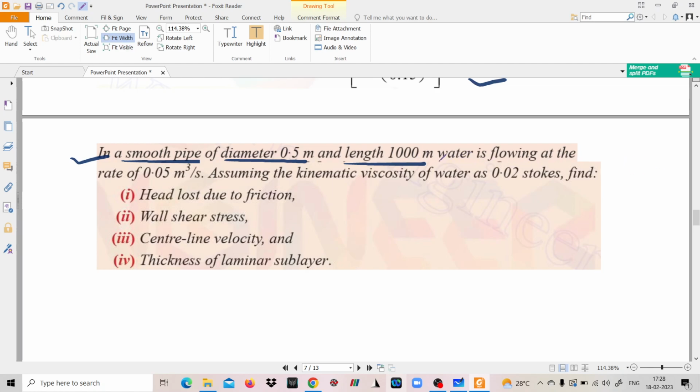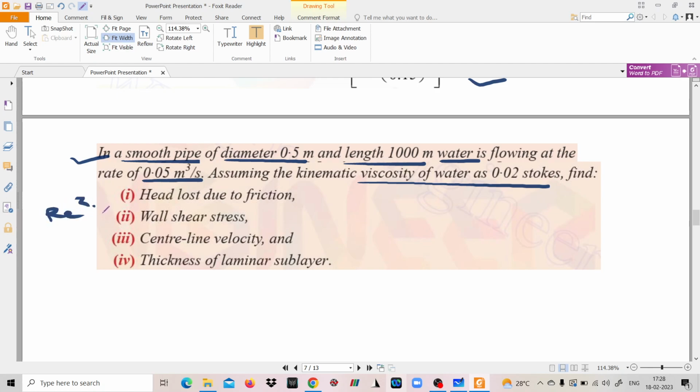It is given that the flowing fluid is water, so you know the density. The discharge is given as 0.05 meter cube per second. The kinematic viscosity is given as 0.02 Stokes. You first of all find what is the Reynolds number. I'm giving you 5 minutes of time.